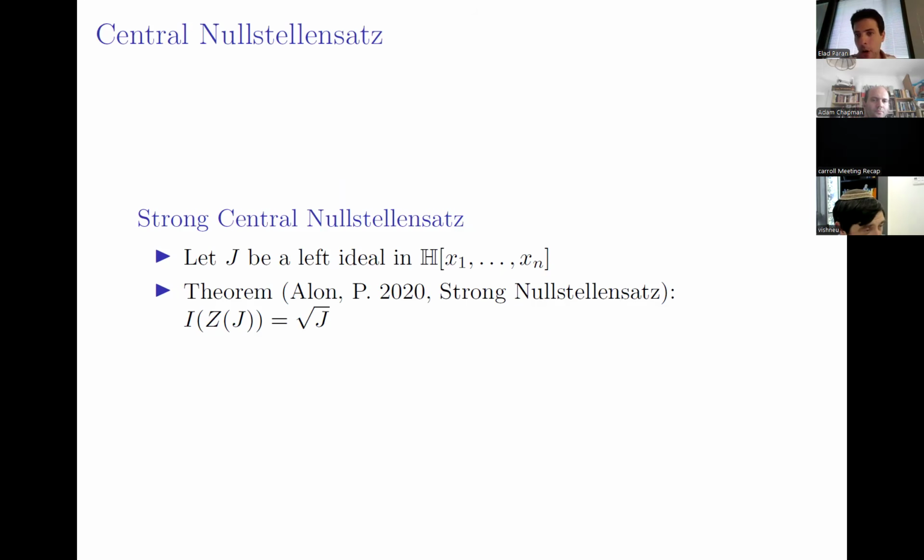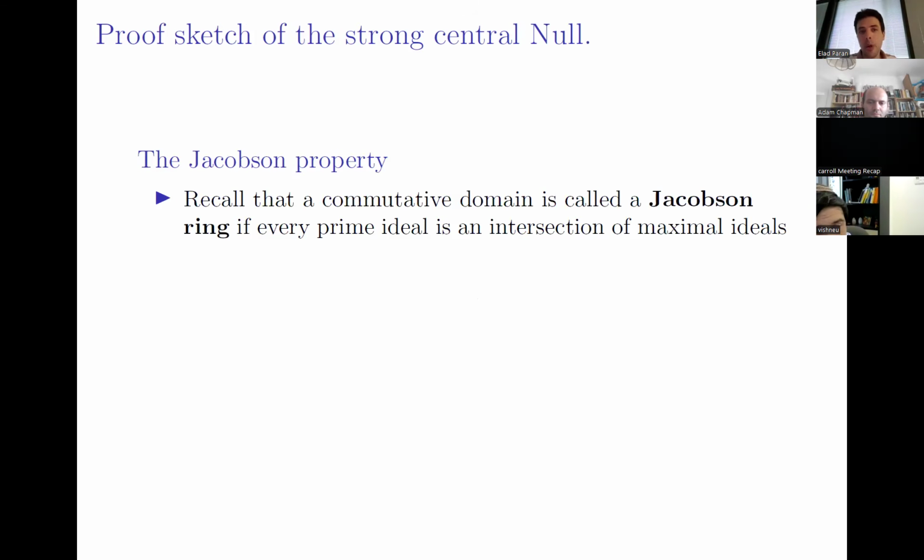Now, in the complex case, there are several quick and dirty ways to prove the strong Nullstellensatz, but all of them fail in our setting, essentially for the same reason I showed you in that one example with the Rabinowitsch trick, because substitution is not a homomorphism. All of the cheap tricks fail. So we have to go through a somewhat more conceptual approach, which is the Jacobson approach to the Nullstellensatz. And the Jacobson property says the following. Recall that if you have a commutative domain, we say that it is a Jacobson ring if every prime ideal in this ring is an intersection of maximal left ideals.